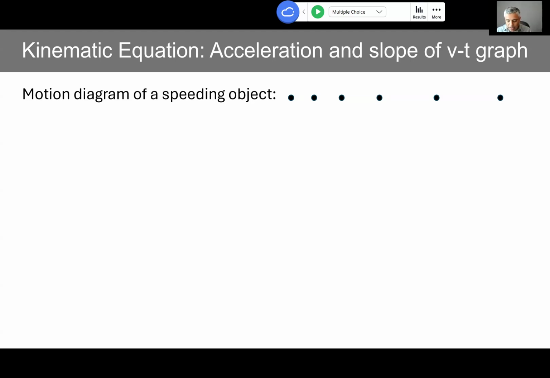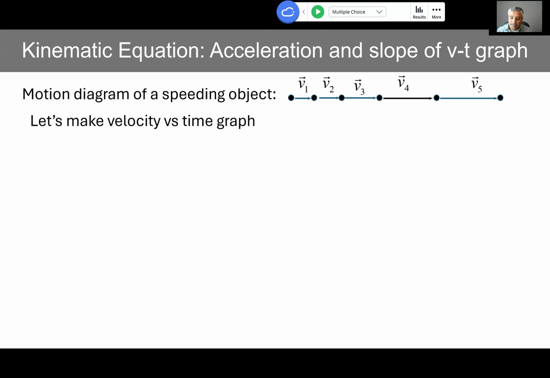So, a motion diagram. Let's say the object is moving in a particular direction and its speed is increasing, then the motion diagram looks like this, right? And let's say this velocity is, let's keep things simple, 3, 4, 5 meters per second, something like that.